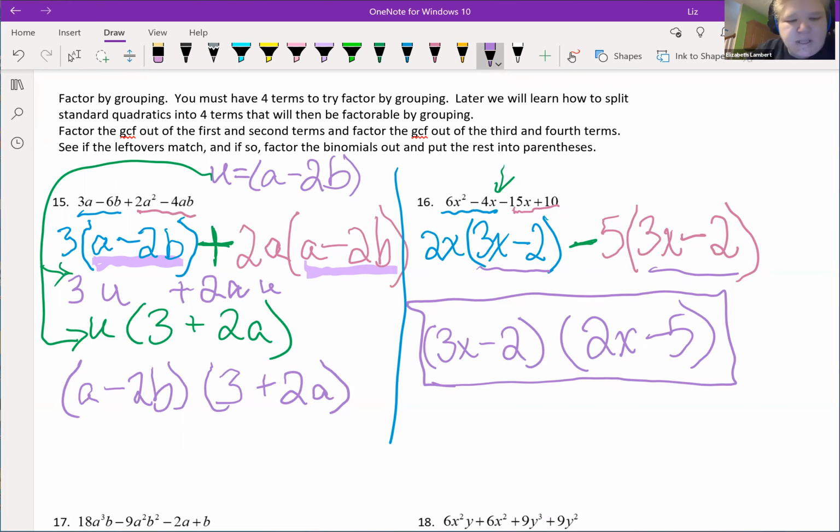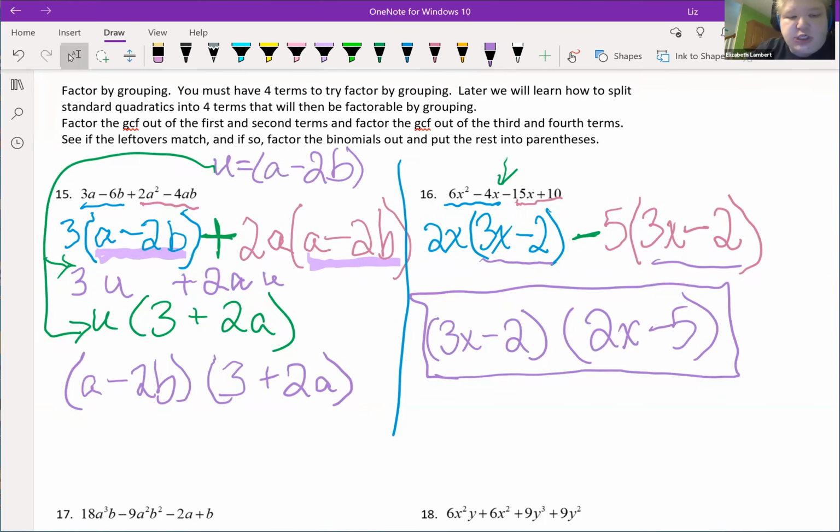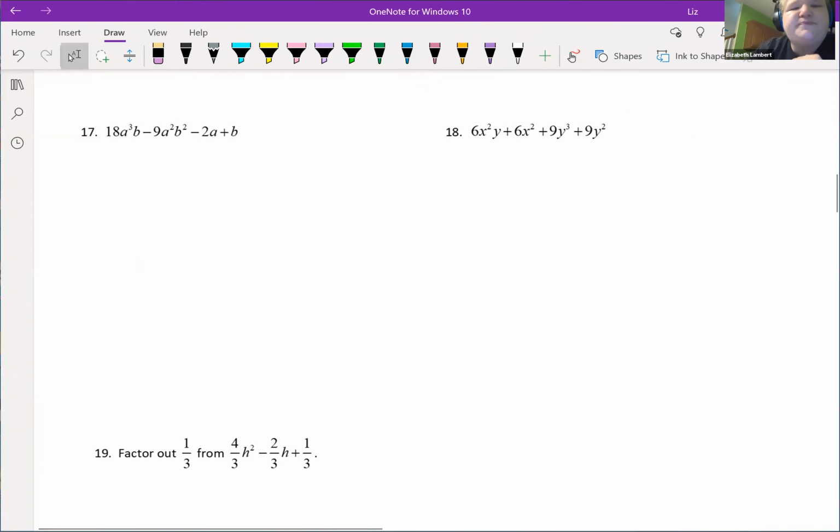All right. Let's take a look at 17 in all its craziness. So 18a cubed b minus 9a squared b squared minus 2a plus b. So you might notice the last 2 terms here don't have much in common. That happens sometimes. You're going to see why in a second. All right. I picked all of these for deliberate reasons back when I wrote the notes.